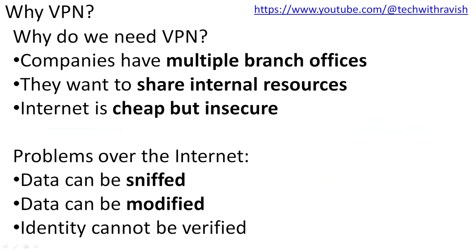Why do we use the VPN? Because companies have multiple offices and they want to share the internal resources. So the internet is really cheap but insecure. The problem over the internet is that data can be sniffed, modified, or any person whose identity is not verified can also capture your data, right or not?